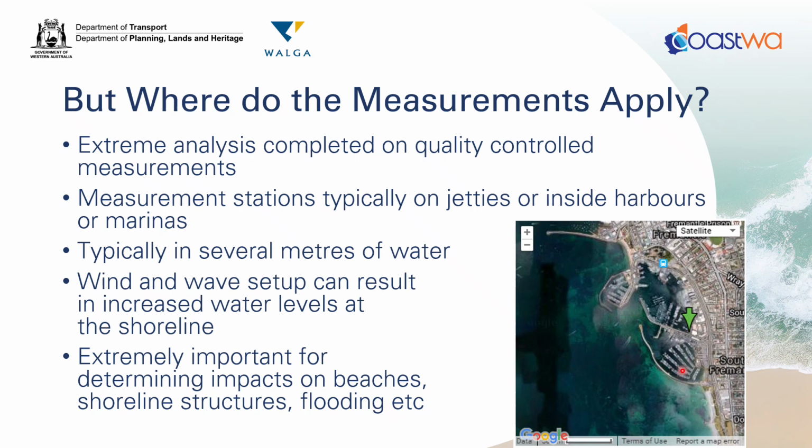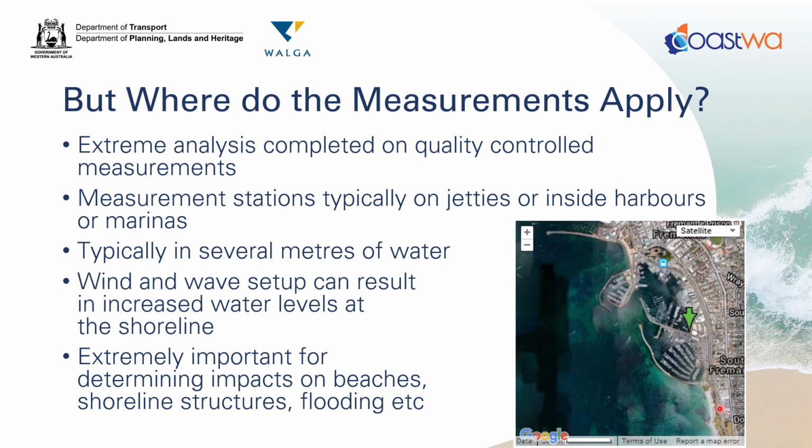So if you take the water level measurements like we were seeing before out of that extreme plot that gave a 10-year average recurrence interval of about 1.17 metres, then if you applied that to the coastline, you'd likely significantly underestimate the potential extent of inundation. That's because of the additional effects of wind and wave setup that will occur on the coastline, as well as the combined effect of wave run-up.